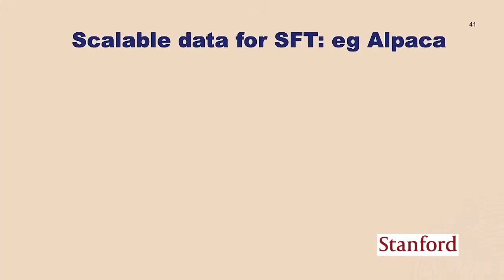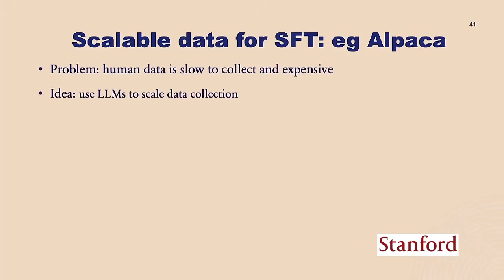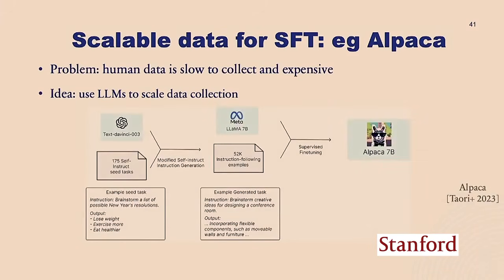So the problem with human data is that it's very slow to collect and very expensive. So one possible simple idea is to use LLMs to scale data collection. That's exactly what we did with Alpaca one year ago. What we did is that we used a data set of human question answers. There were 175 question answers here. And we asked the best model at the time, text-davinci-003, to generate many more of these question and answers.